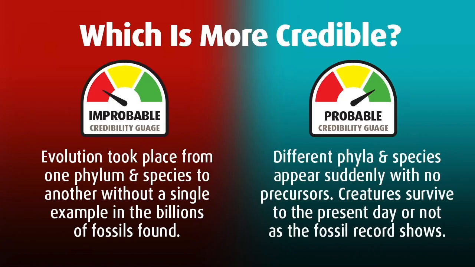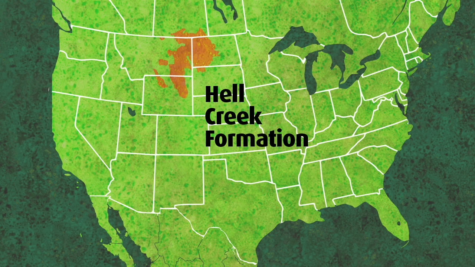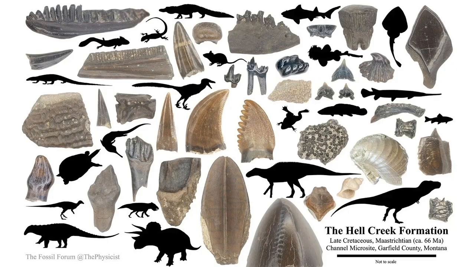Again, evolution loses. Now, I told you about the Morrison Formation. There's a particular part of the Morrison Formation called the Hell Creek Formation, and it's a huge dinosaur boneyard that extends over 4 states and into Canada. And here is a poster you can get of all the creatures that are found in the Hell Creek Formation with pictures of the actual remains as well as silhouettes of the creatures that they are.